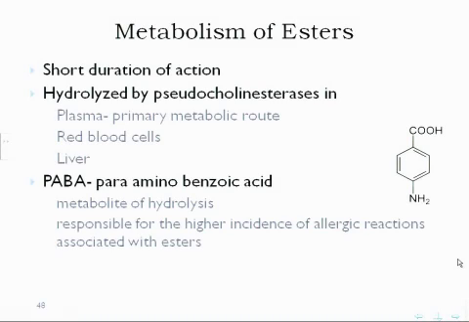What esters are is they're hydrolyzed by pseudocholinesterase and cholinesterases in the blood. The primary one is the ones found in the plasma. So plasma cholinesterases are the primary metabolic route by which these medications get broken down. Red blood cells and liver also are important. As part of the hydrolysis reaction, which means that you cleave it at the ester bond, you leave behind this COOH and NH2 group with your benzene ring, which is called para-aminobenzoic acid. The benzoic acid is the COOH group. That's what makes it the acid.